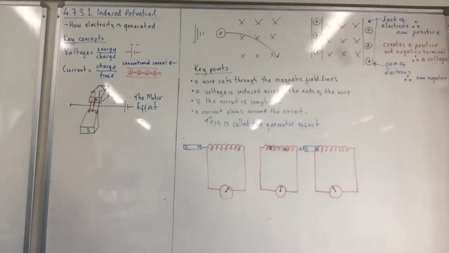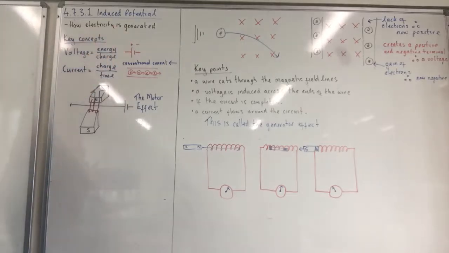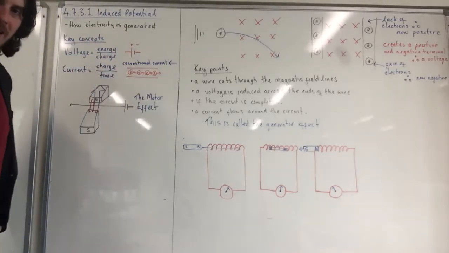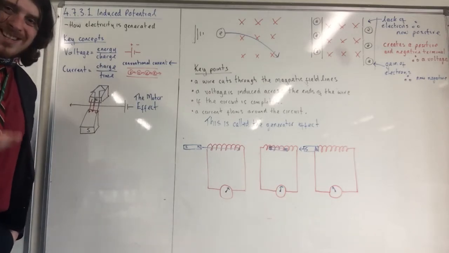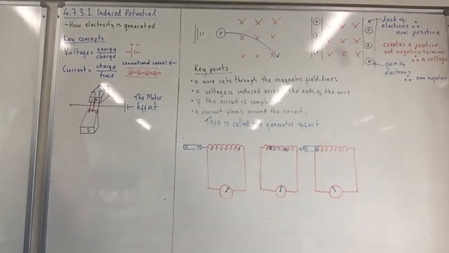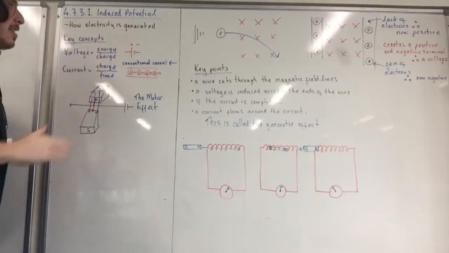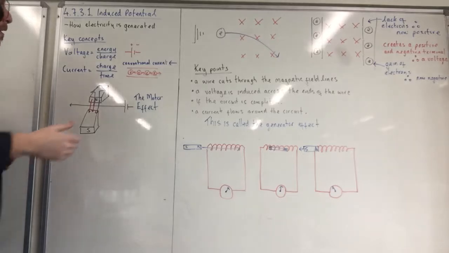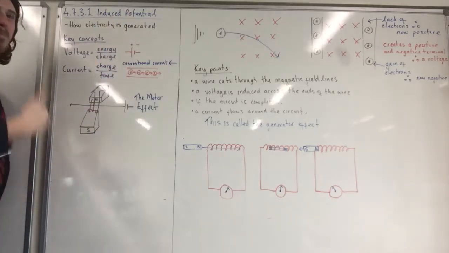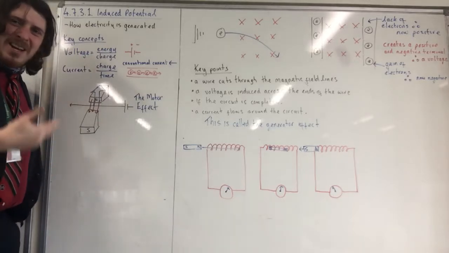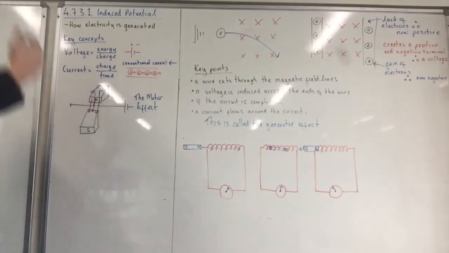Right, so what we need to look at now is how electricity is generated. When we're talking about generators in a power station, or generators in general, what is happening? Where does it come from? The title of this is Induced Potential. Potential refers to voltage, induced refers to made or created. It's not really a synonym for made or created, but that's the gist.